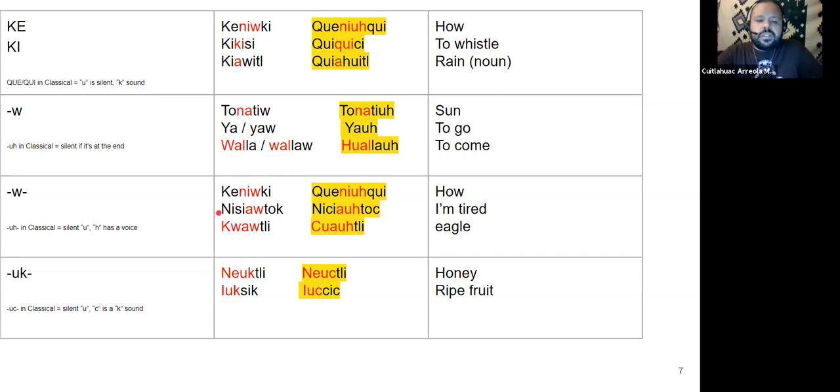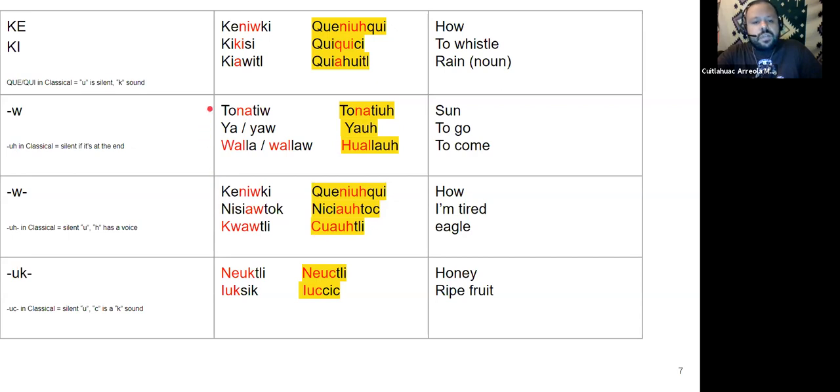Nisyahtok, nisyahtok. Kwahtli, kwahtli. In classical variants and central variants, the U is pronounced, the W is pronounced. So you also hear another variant, donatiu, donautiu. This would be pronounced kenyuki, kenyuki, nisyautok, kwautli, kwautli.